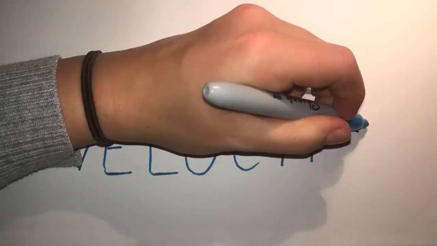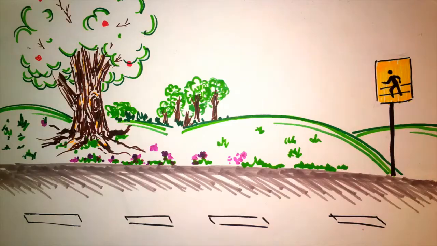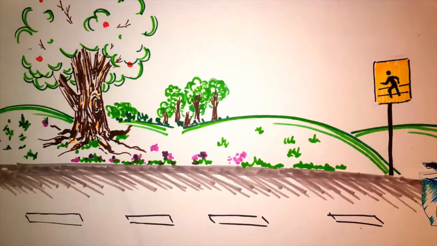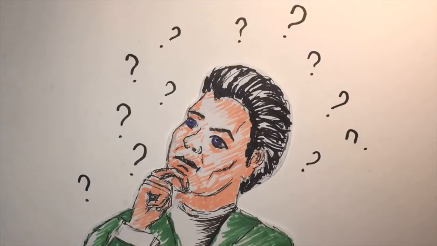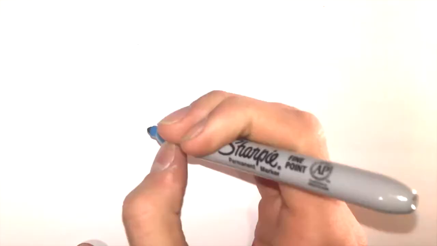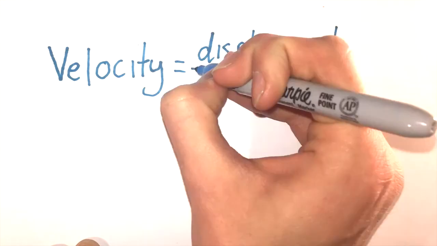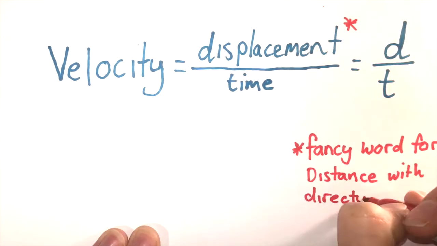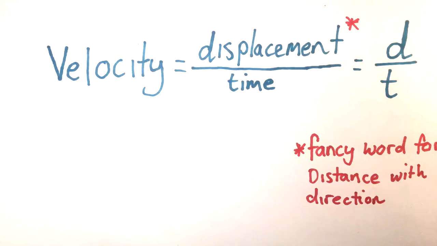Let's talk about velocity. So let's say you're driving down the road in your nice car, and you start to think to yourself, how fast am I going right now? Well, we all know how to calculate speed, or velocity. It's just displacement over time. Displacement is just a fancy word physicists use for distance or direction.